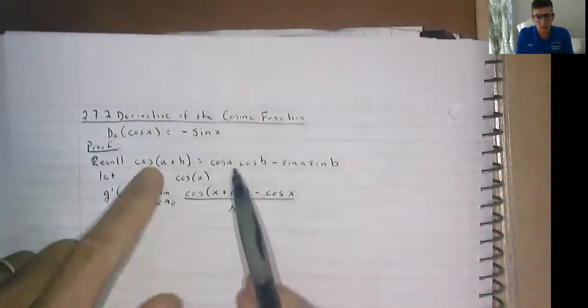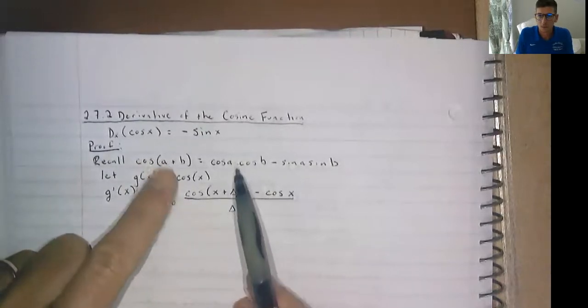So if we let, we'll change it up, maybe call it G, if we let G of X equal the cosine of X, then using that definition of the derivative, we have that G prime of X is equal to the limit as delta X approaches 0 of the cosine of X plus delta X minus the cosine of X, all divided by delta X. And again, we see that we're going to immediately apply this addition identity to this first part of our numerator.